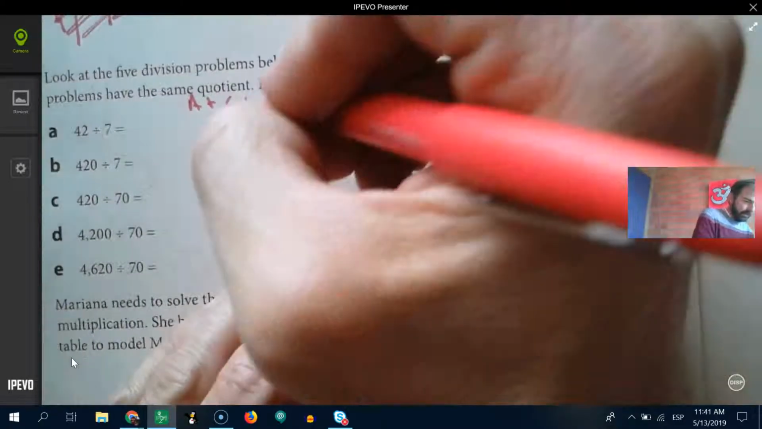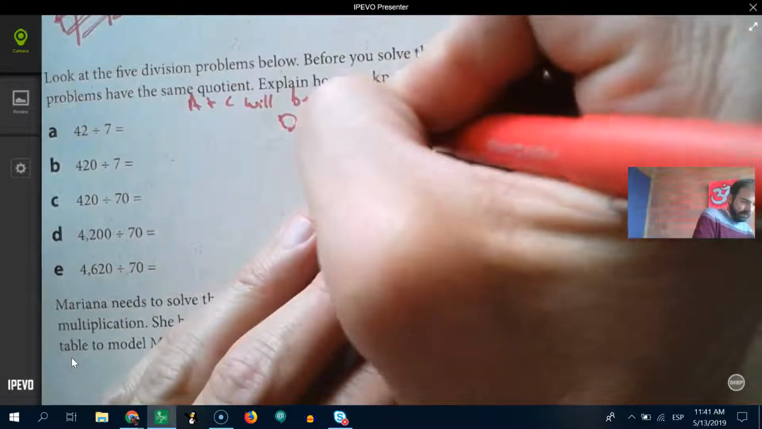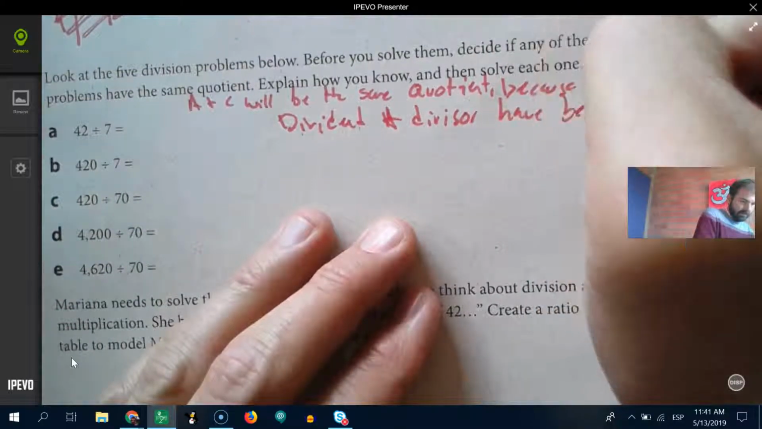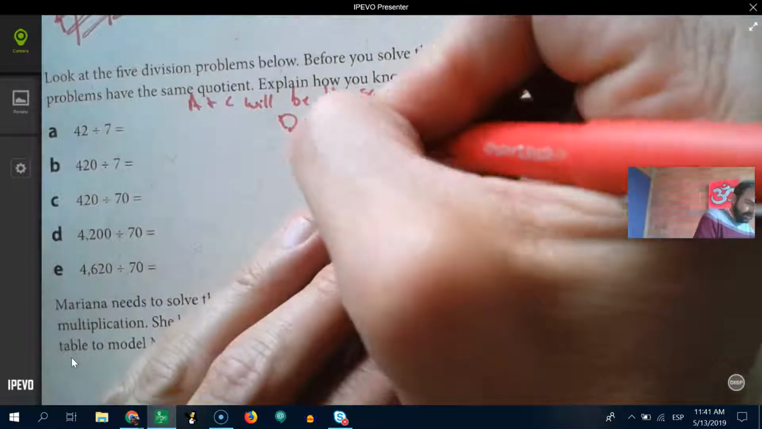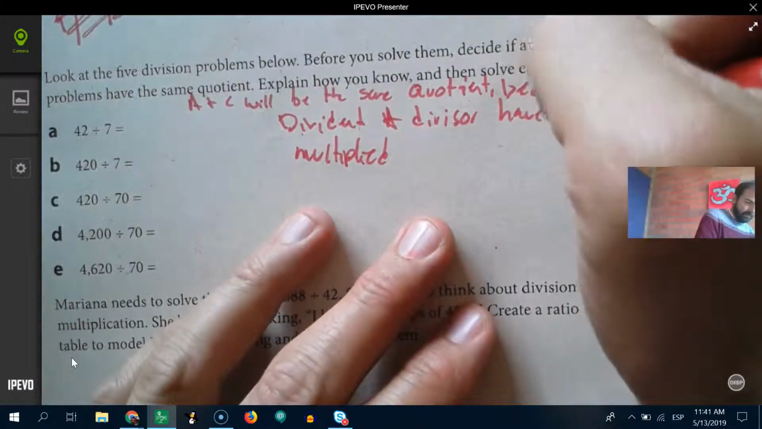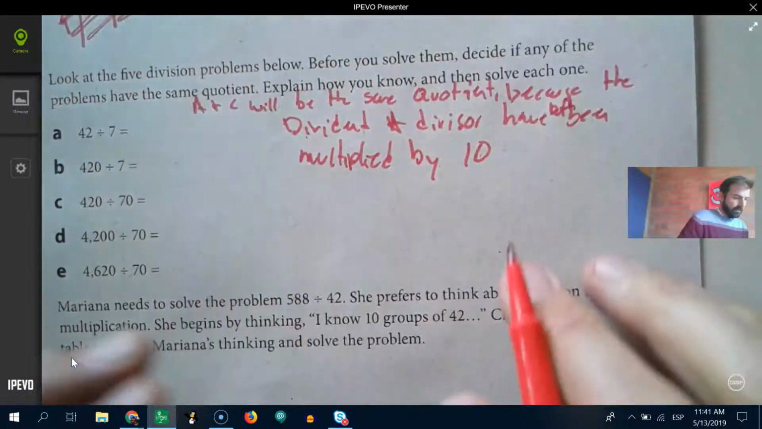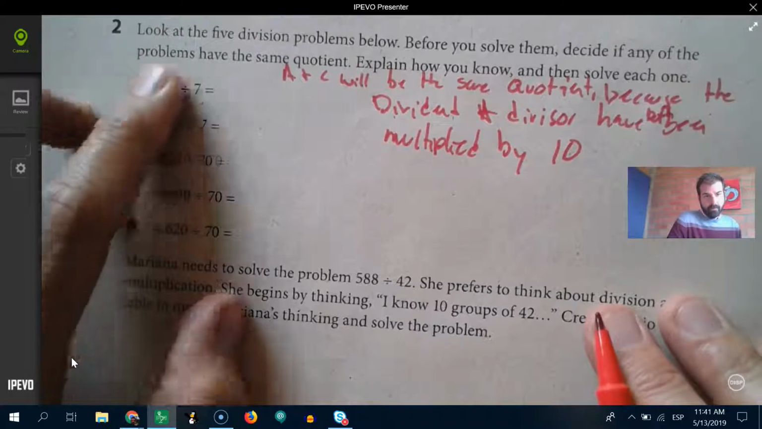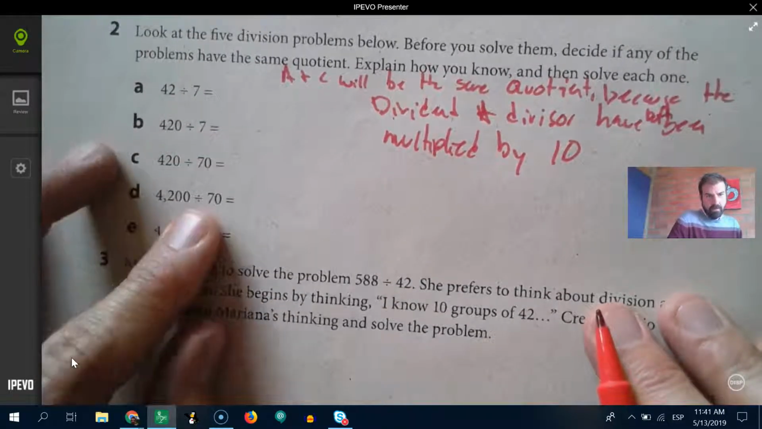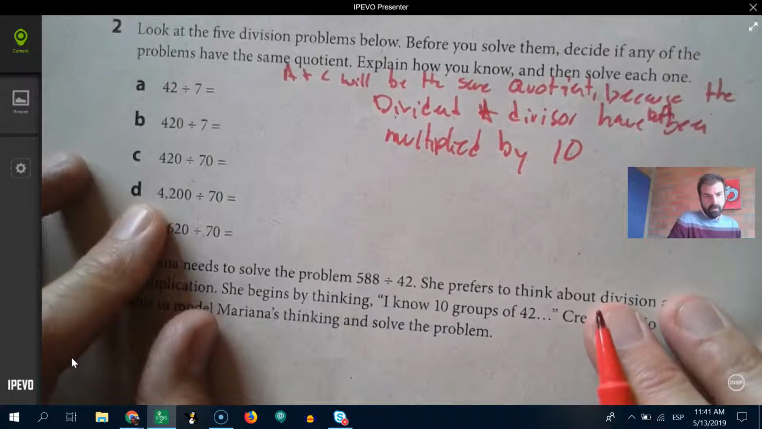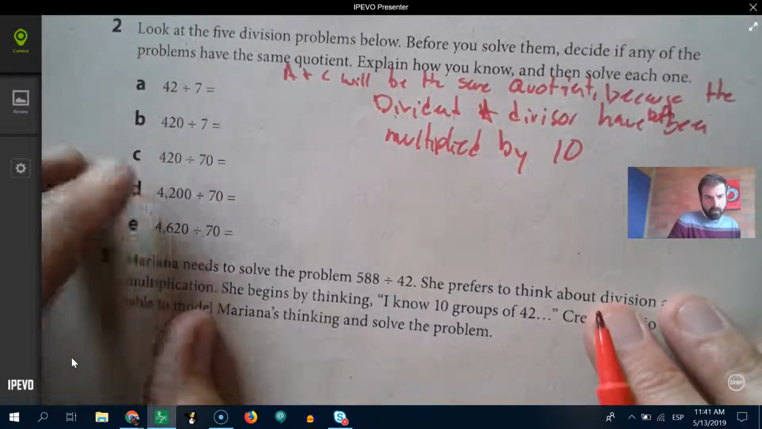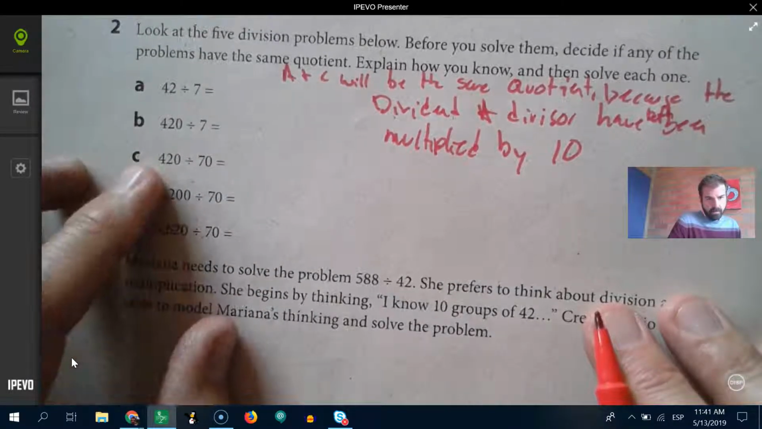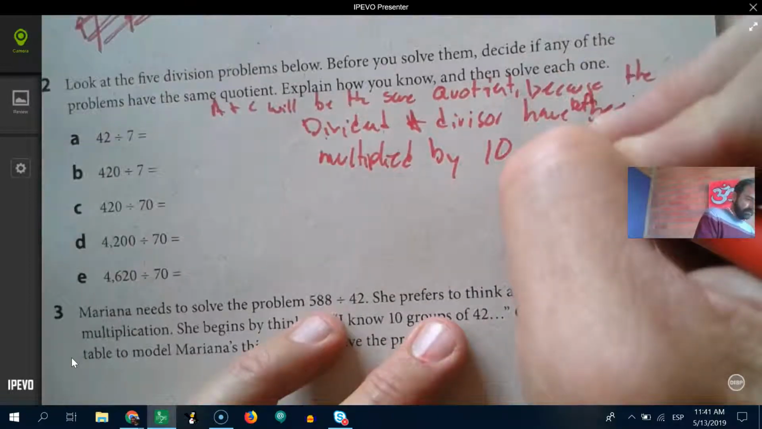because the dividend and divisor have both been multiplied by 10. So see, 42 and 420, that's 42 times 10, 7 and 70, that's 7 times 10. Oh, it looks like B and D would be the same too, right? Yeah, 420 times 10 is 4,200. 7 times 10 is 70. So that's also B and D.